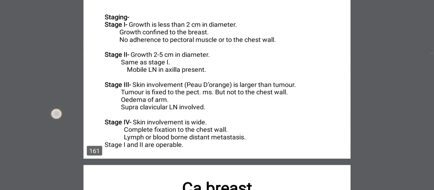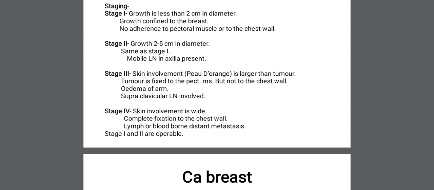The next one is stage 3. It includes skin involvement, that is peau d'orange is present, and it is larger than the tumor. But it is still limited to the breast. The tumor is fixed to the pectoral muscle but not to the chest wall. There will be edema of the arm. Then homolateral axillary lymph nodes are matted together and fixed to the chest wall, or homolateral supraclavicular nodes are mobile or fixed, and there is edema of the arm.